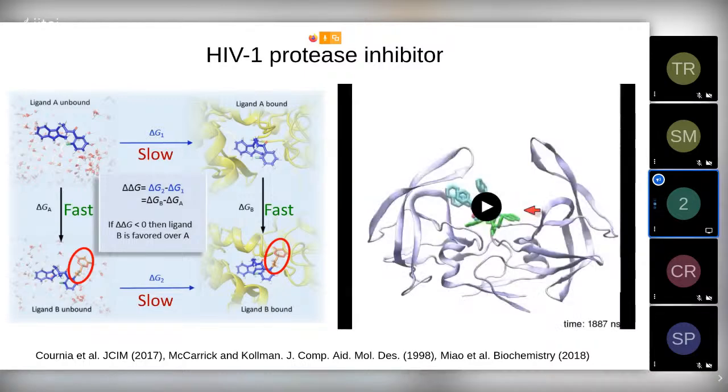These kinds of dynamics are not visible in experimental studies, but using computation we can get this idea of the dynamics, and these are really helpful to design new drugs because we need to know how the drug will interact with the protein.